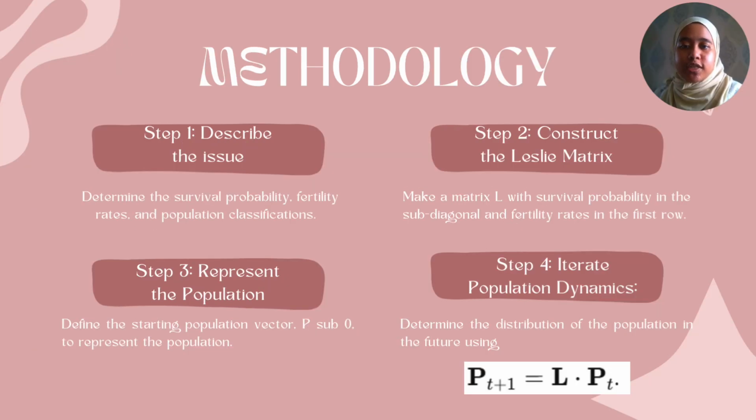For the methodology, step 1, describe the issue by determining the survival probability, fertility rates, and population classification. Then step 2, construct the Leslie matrix. And step 3, represent the population by defining the starting population vector P sub 0. And step 4, iterate population dynamics to determine the distribution of the population in the future using the formula below.